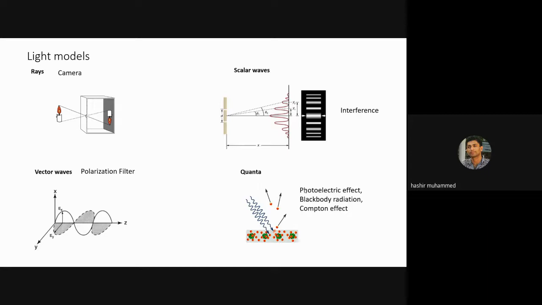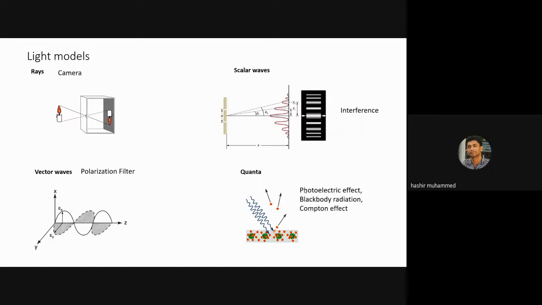So, let me come to light models. When we talk about light, sometimes we talk about polarization, sometimes we say light is a wave, and sometimes we say quanta. Basically, light shows all these properties. Light you can also consider as rays.